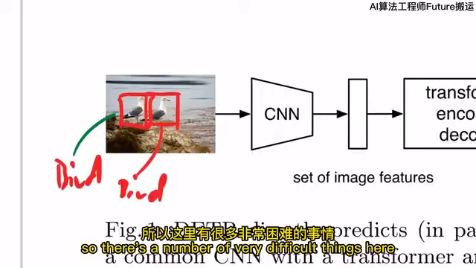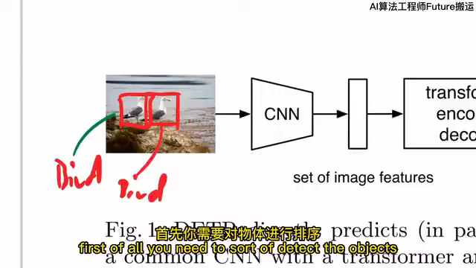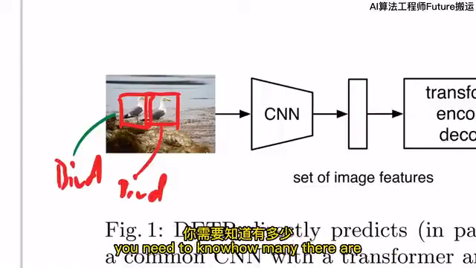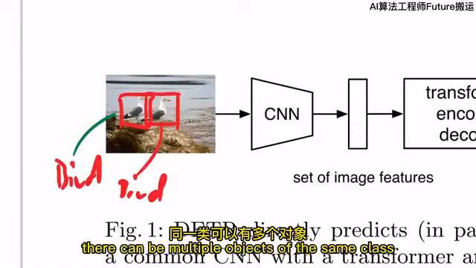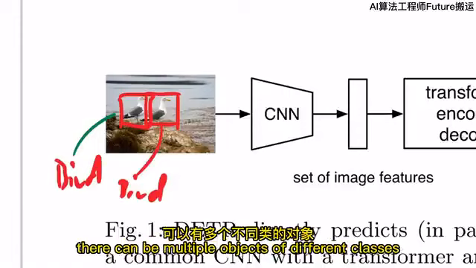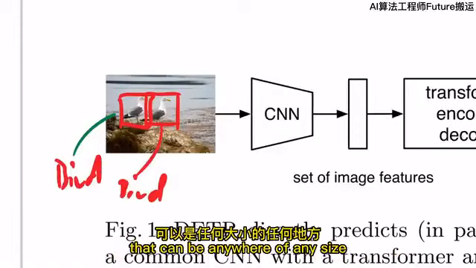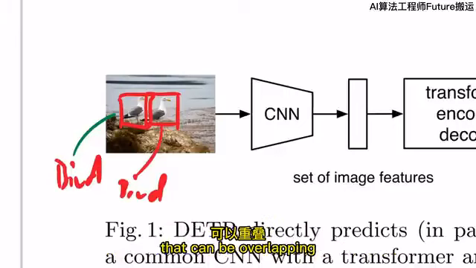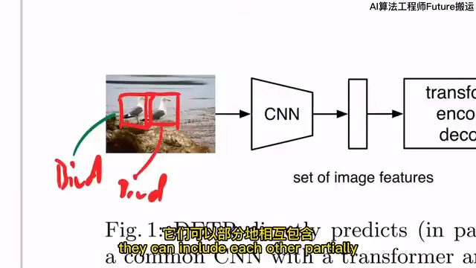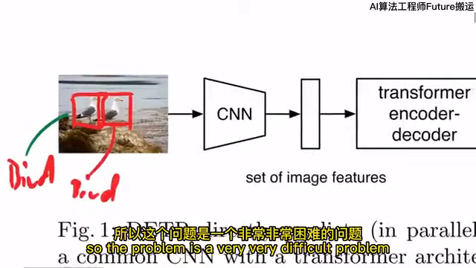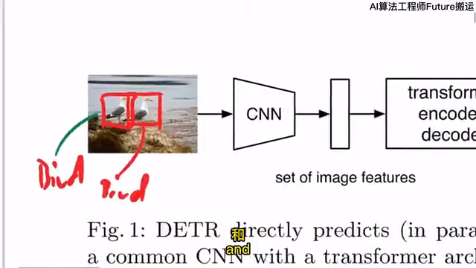So there's a number of very difficult things here. First of all, you need to detect the objects. You need to know how many there are. It's not always the same in each image. There can be multiple objects of the same class, or of different classes. They can be anywhere, of any size. They can be overlapping, in the background, small, or across the entire image. They can occlude each other partially. So it's a very difficult problem.